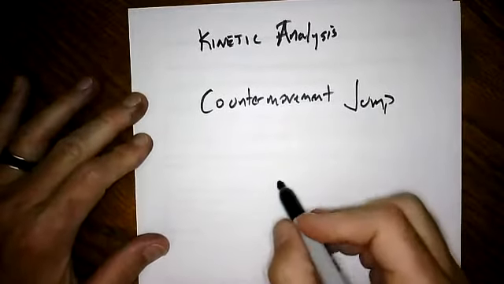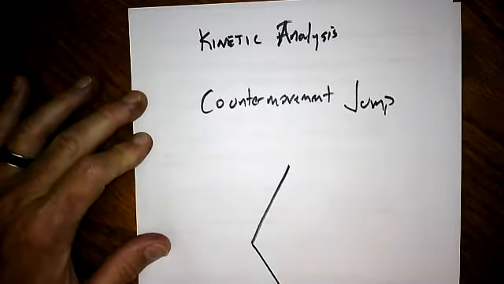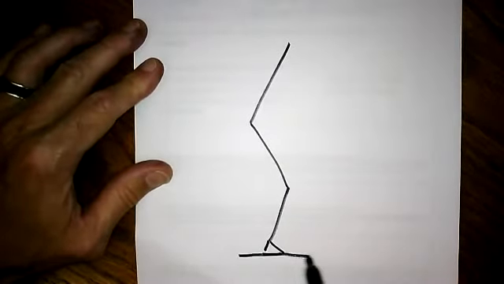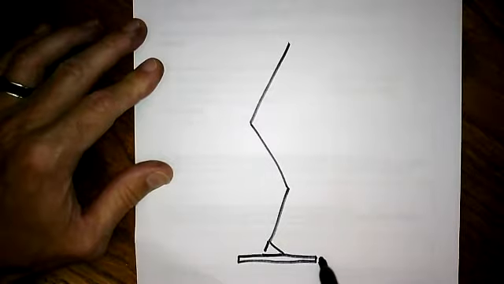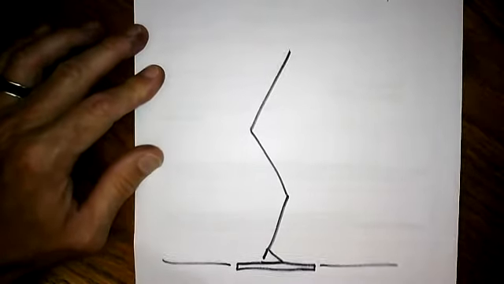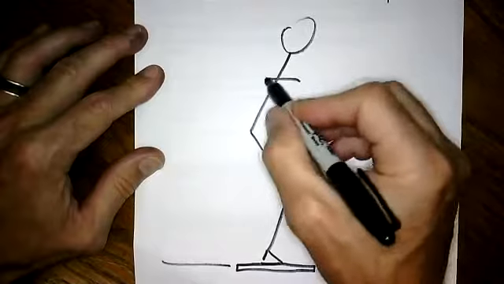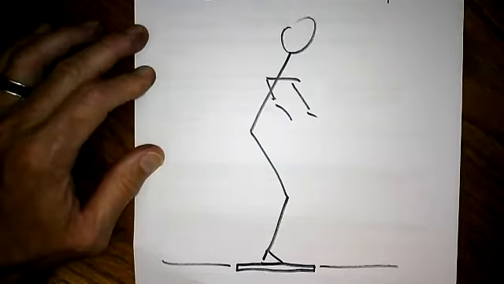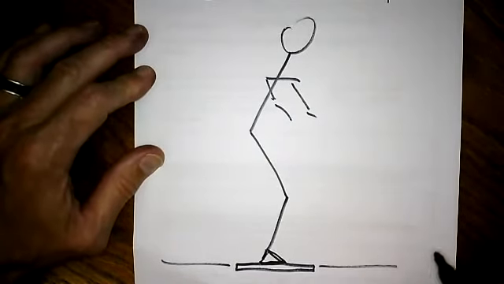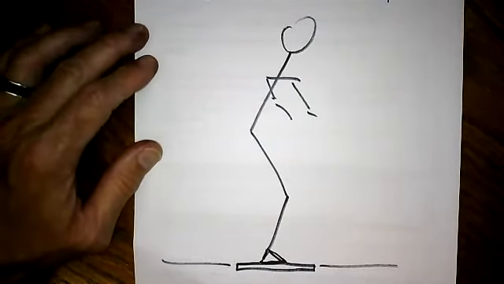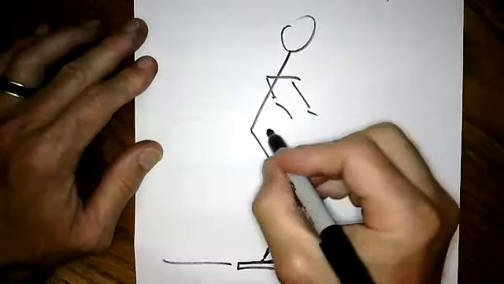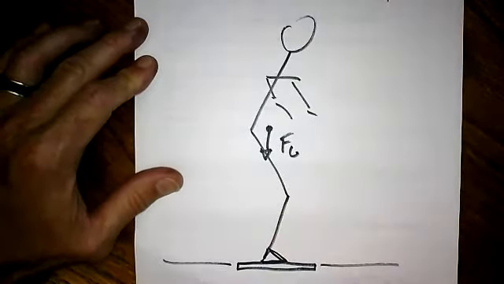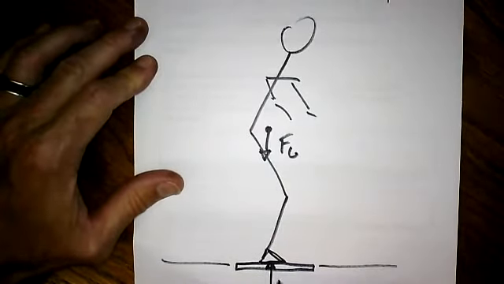And let's just draw a quick stick figure of someone standing on a force platform. This being the ground. And they're going to do a counter movement jump. This is the side profile, so we're only seeing one leg here. So what forces are acting on the person? Well, we know gravity is pulling down on the person, and the other force is the ground reaction force.